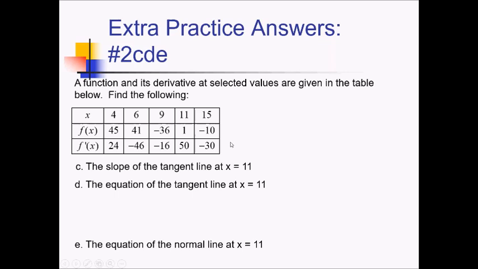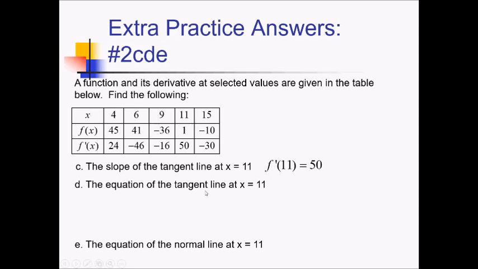For the next part of this problem, using the same table from parts A and B, they want us to find the slope of the tangent line at x equals 11. So another word for slope of the tangent line is the derivative of the function at x equals 11, so f prime in other words. So basically, all they're really asking for on this problem is just f prime of 11, which we can look up in the table. At 11 for the x value, the f prime value is clearly 50. All right, well, that wasn't so bad.